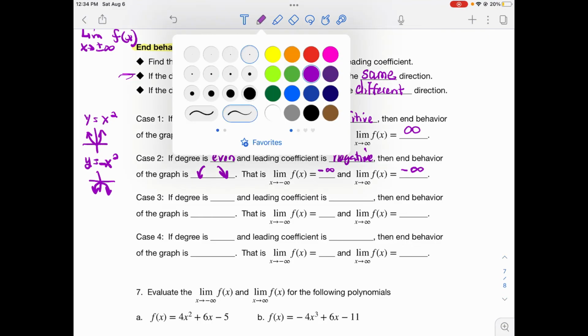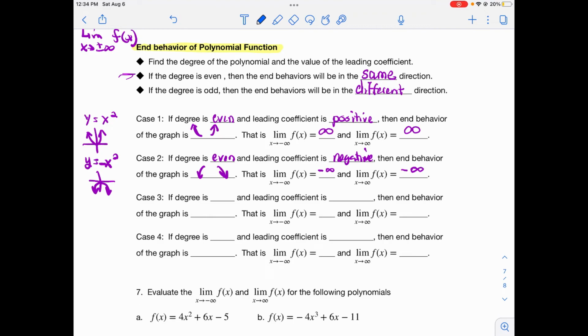All right, now what if our degree is odd and our leading coefficient is positive? Well, think about the simplest odd polynomial that has a positive leading coefficient, and that would be y equals x cubed. And we know from college algebra that graph looks like this. So the left end will be going down and the right end will be going up. So the limit as x goes to negative infinity of f of x will be negative infinity, and going up here, the limit as x goes to infinity of f of x will be infinity.